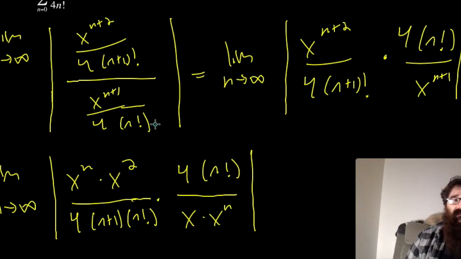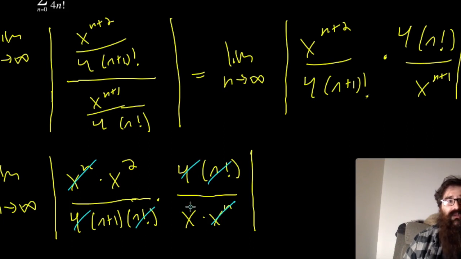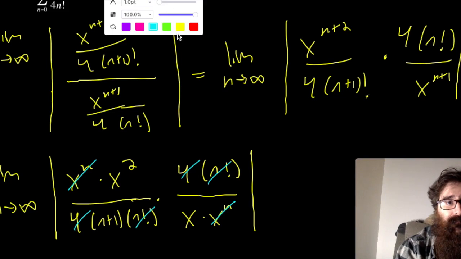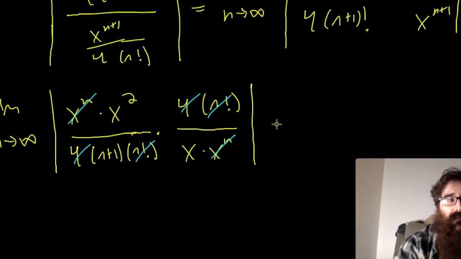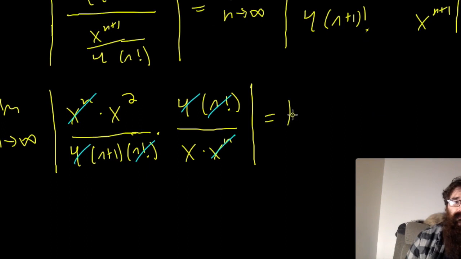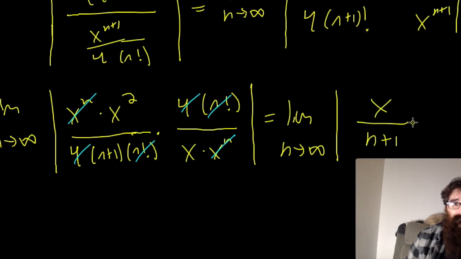Now, a lot of stuff's going to cancel, so get your Gatorade. Get ready for this. Get your Doritos. x to the n on top and bottom is going to cancel. 4 on top and bottom is going to cancel. n factorial on top and bottom is going to cancel. And I can reduce the x squared over x. So we'll say, well, this is going to give me the limit as n goes to infinity of the absolute value of x squared over x gives me x on top, divided by n plus 1.